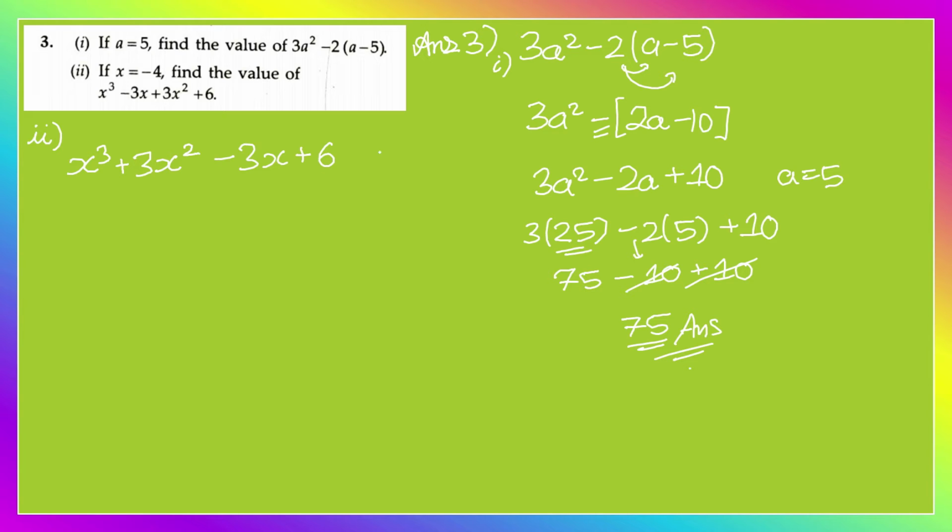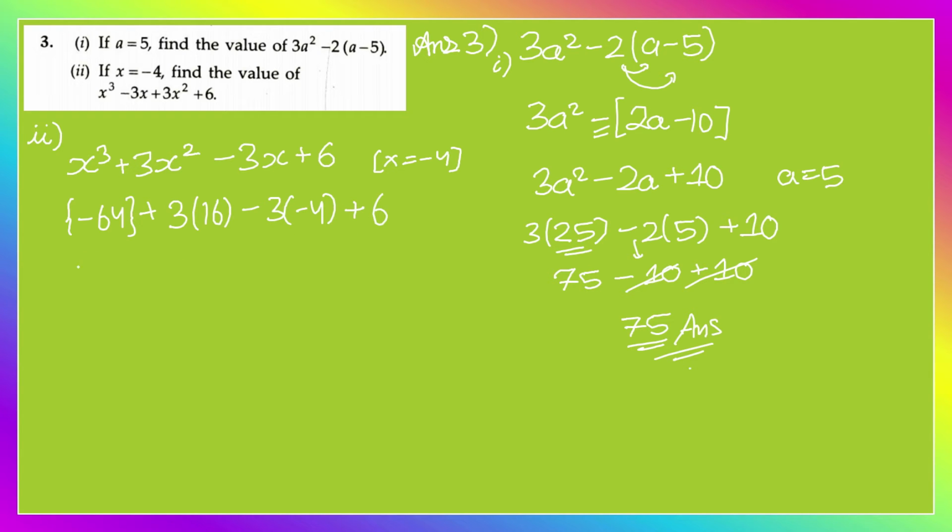Now in this case, x equals minus 4. This time it's a little bit tricky. See, x cubed will have the value of minus 64, because minus into minus will come plus and plus into minus will come minus, and 4 cubed is 64, that is 16 into 4 becomes 64. That's why minus will come. Now we have plus 3 into 16, because minus into minus is plus. Then minus 3 into minus 4, plus 6.